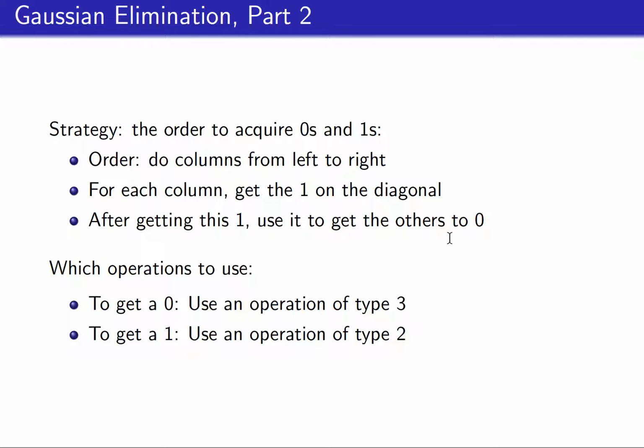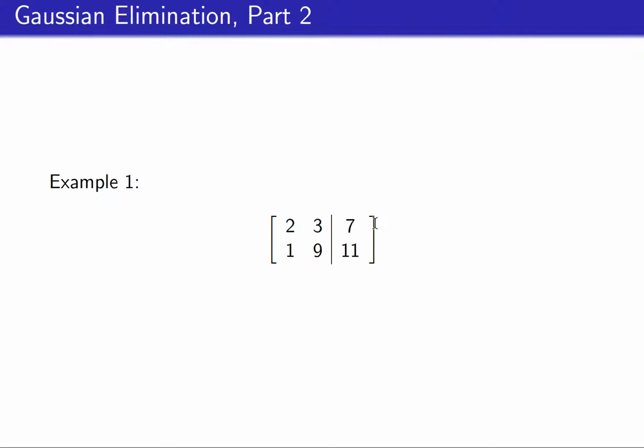This is what we're learning today. So the order, we're going to do the columns from left to right. I'm going to first focus on the first column, then the next column, then the next column. Okay. So here's an example. This is a 2 by 2. This is one with 2 equations, 2 variables. We've already known how to do this. We're going to make this a 1, then this a 0, this a 1, then this a 0. But I want to illustrate these principles with something we already know.